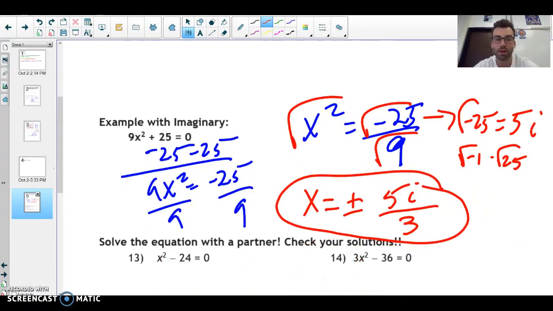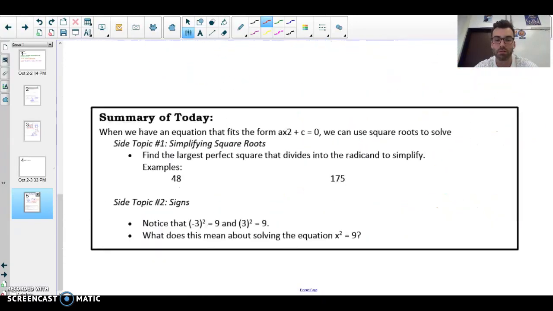Can I get another negative? Let's see if I can get another one. But look at this. This is like a little summary from today. Your homework for tonight is on your assignment calendar. Hopefully you see that. There are some mandatory problems and the optional review problems. The answer keys will be posted on Schoology.